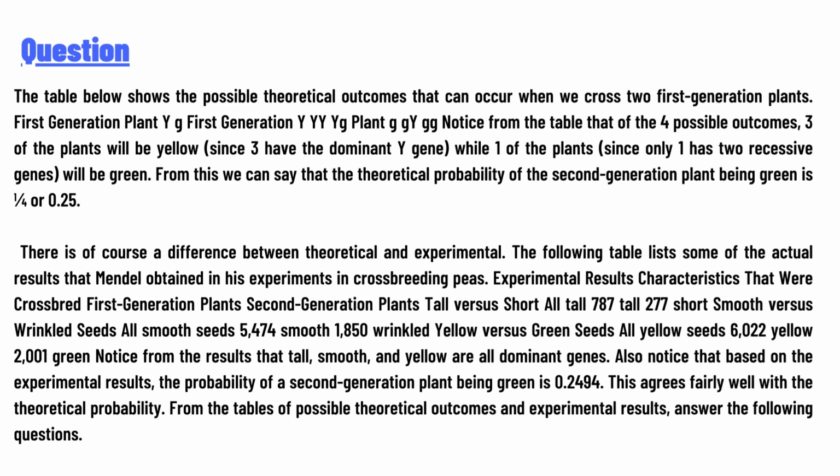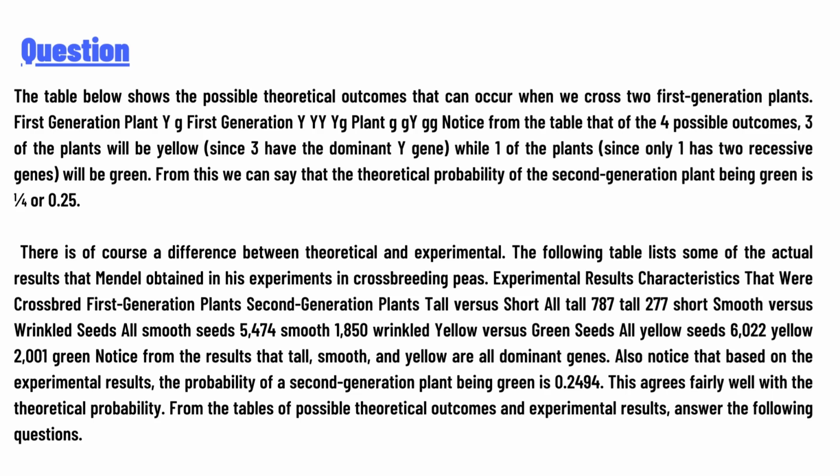The table below shows the possible theoretical outcomes that can occur when we cross two first generation plants, YG and YG. Notice from the table that of the four possible outcomes, three of the plants will be yellow since three have the dominant Y gene, while one of the plants, since only one has two recessive genes, will be green. From this we can say that the theoretical probability of the second generation plant being green is 1 over 4 or 0.25.